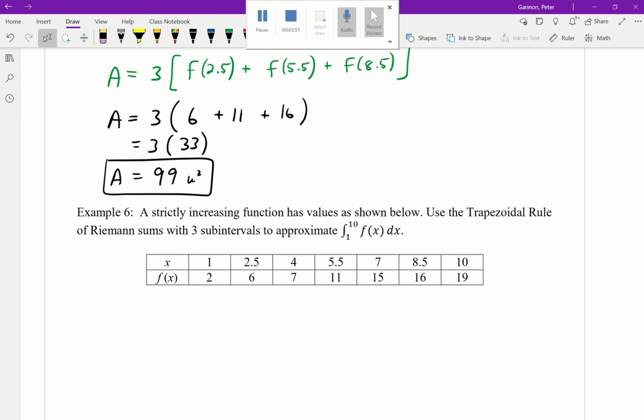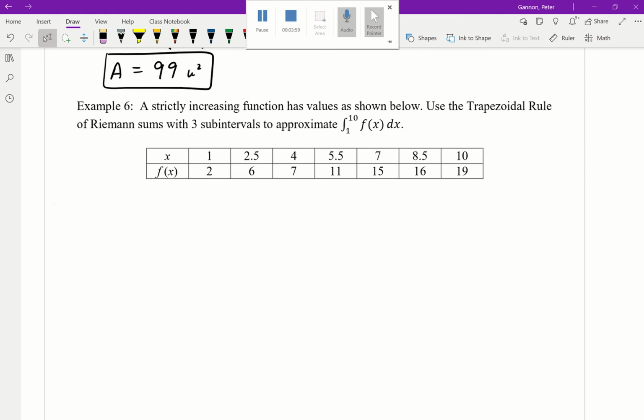All right, we're going to move on to example 6. Again, I would encourage you to pause the video and give the problem a try on your own before we do it together. All right, this time we are going to look at a strictly increasing function. It says has values shown below. We want to use a trapezoidal rule of Riemann sums with 3 subintervals to approximate the integral from 1 to 10 of f of x.